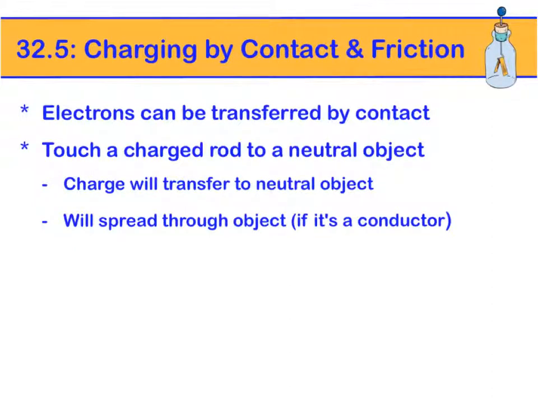Besides friction, objects can be charged through contact. By simply touching a charged object to a neutral object, we can transfer that charge to it. And then, if it is a conductor, that charge will spread out through the object.